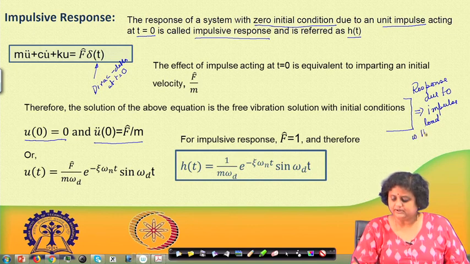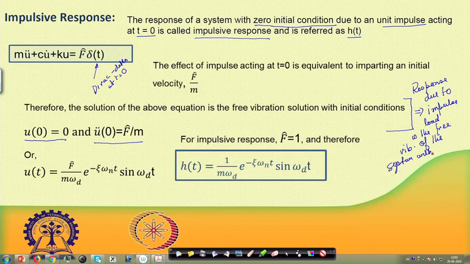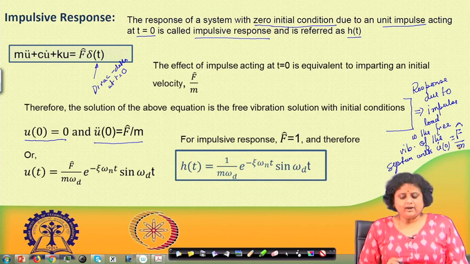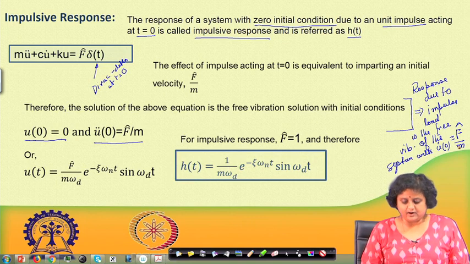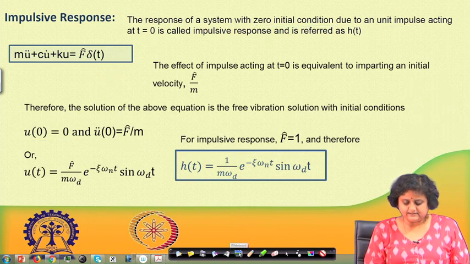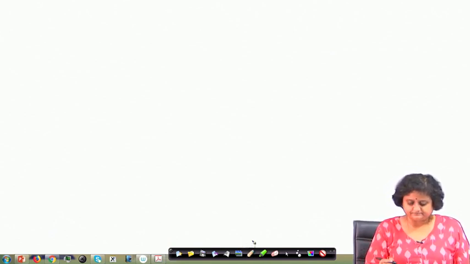is the free vibration of the system with initial condition of u dot 0 is equal to f hat by m. So, we all know the free vibration response of a single degree of freedom. So, let me write down the free vibration response of a single degree of freedom.